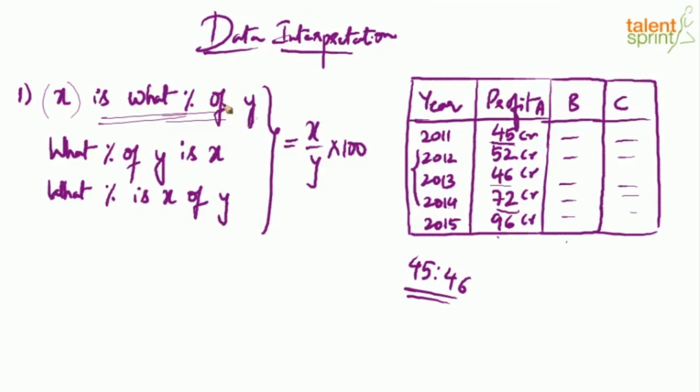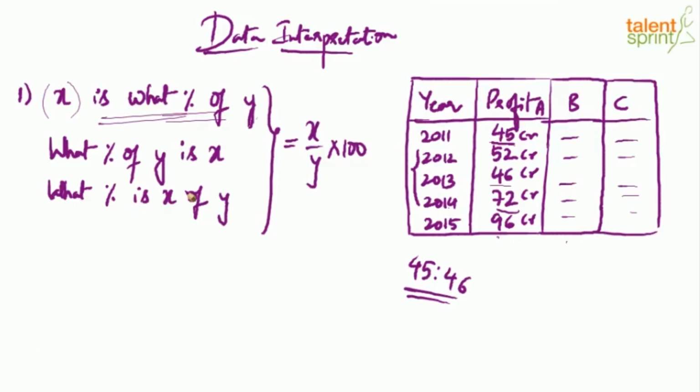So, the same question that we had solved earlier, he can say, what percent of the profit in 2014 is the profit in 2011? Or what percent is the profit of 2011 with respect to the profit in 2014? Or this "of" can be replaced with "with respect to". So, basically, the same concept can be asked in different forms: X is what percent of Y, what percent of Y is X, and what percent is X of Y.